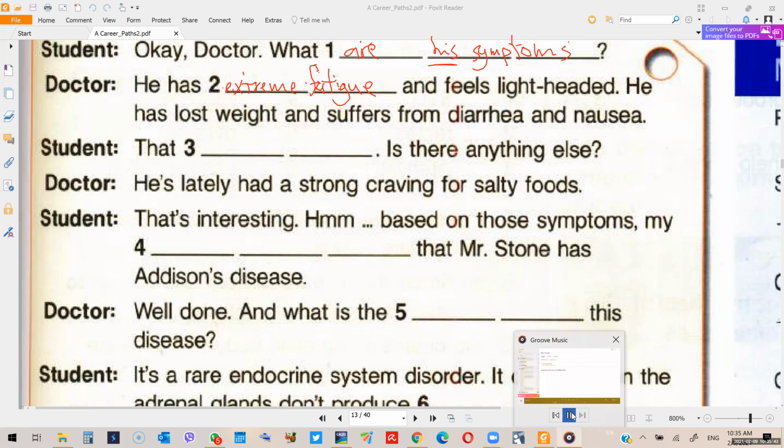He has lost weight and suffers from diarrhea and nausea.